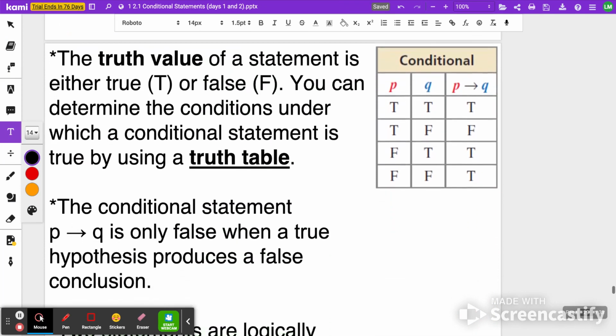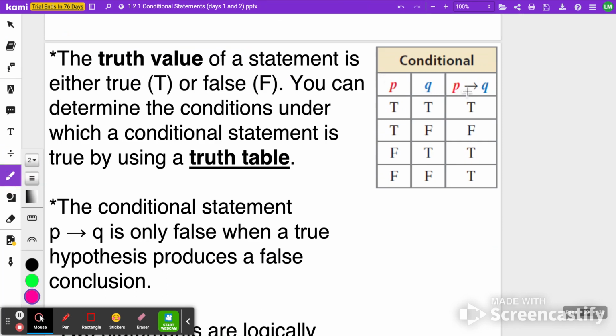The next thing we're going to talk about is a truth value table and how those work. So the truth value of a statement is either true or false. And we talked a little bit about that in our previous video. You can determine the conditions under which a conditional statement is true by using what we call a truth table. So this table right here has P being one aspect, and then Q being another aspect, and then P to Q. What does that make? So if P is true and Q is true, that means the whole conditional statement is true.